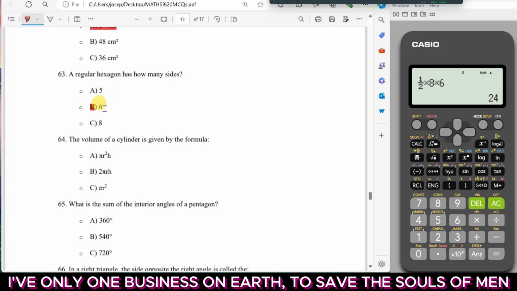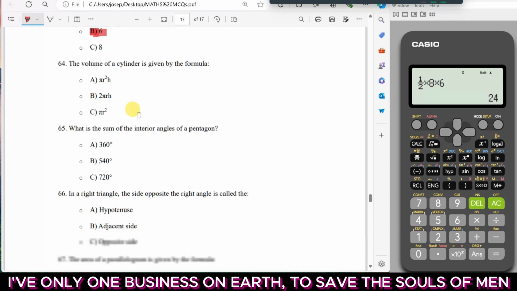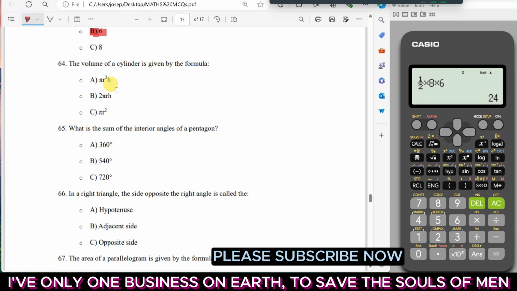Number 64, the volume of a cylinder is given by the formula, the volume of a cylinder. Now, when you are dealing with volume, you must find height inside volume. Anything at all you are looking for, H must always be there. So if C does not have it, C is already out. It's now left with B and A.